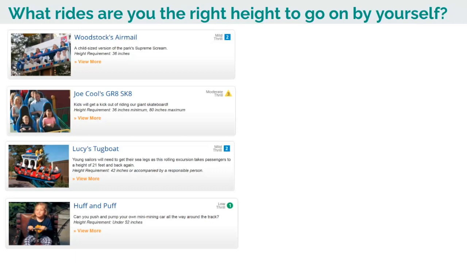Like look at Lucy's tugboat. It says 42 inches or accompanied by a responsible person. Already, you should be thinking about questions you might ask students to create some discourse around this. Why might some rides have a minimum? Why a maximum? Why, for some, does it say it doesn't matter as long as you're with a responsible person? It would be really interesting to hear students' ideas. They probably would differ depending on what grade the students are in. Many PBL tasks can be used across grade levels.